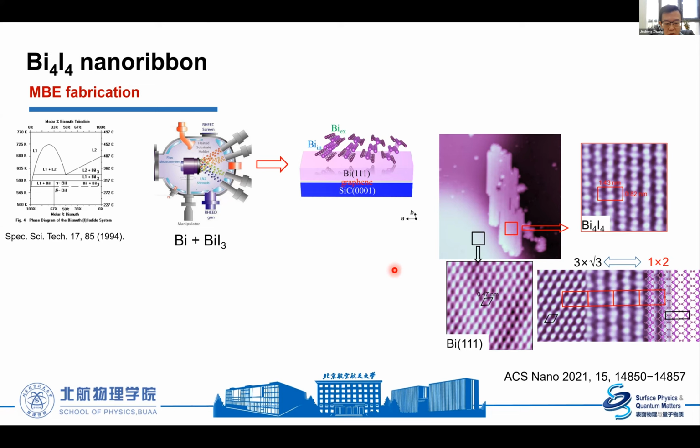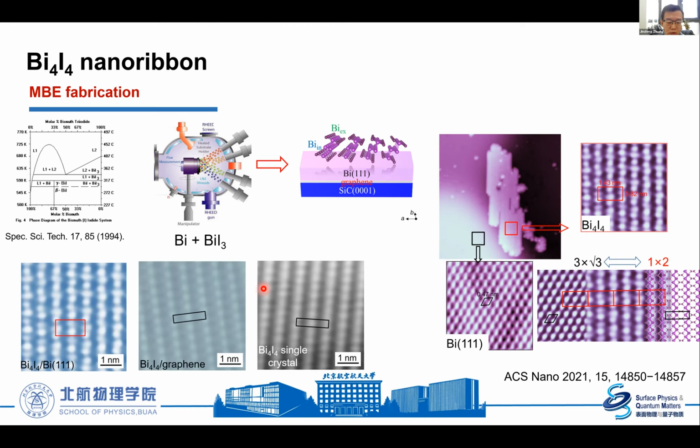So we also compare the high resolution STM images of our nanoribbon with Bismuth iodide on graphene and cleaved Bismuth iodide thin crystal. We see that the morphology of Bismuth iodide on graphene is similar to the Bismuth iodide thin crystal. And in our case, there is a superlattice formed. After careful analysis of the structural information, we obtain that the 1/2 super cell of Bismuth iodide is formed, which matches well with the root three by root three lattice of the Bismuth 1-1 thin film. This indicates a strong interaction between the Bismuth 1-1 and the above nanoribbon.